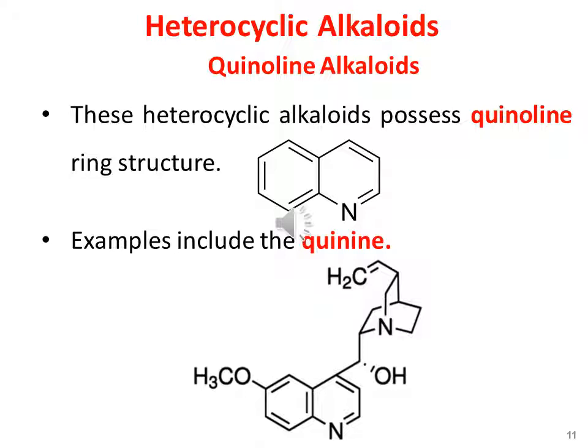Quinoline alkaloids are characterized by the possession of a quinoline ring structure. The quinoline ring structure is shown in this slide. The example of a quinoline alkaloid includes quinine. Quinine is an alkaloid whose structure is shown on this slide. You may see a quinoline ring structure is present in quinine.